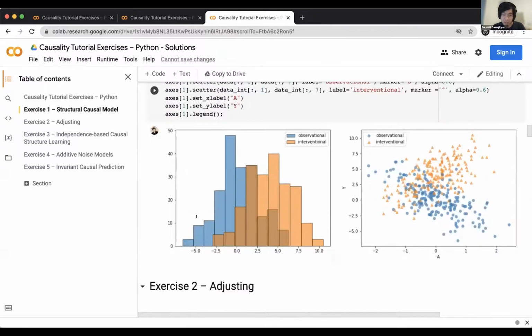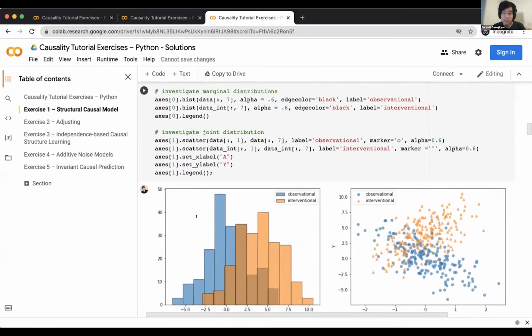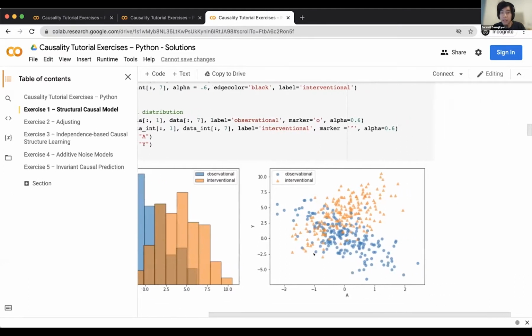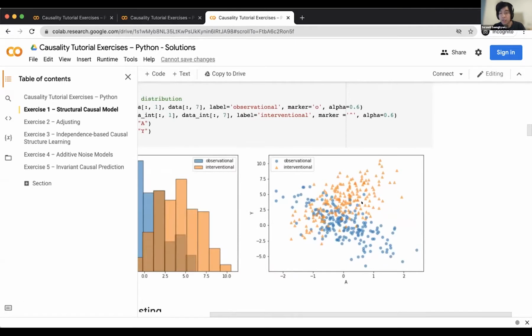And we can then look at the plot to check if it's true. First, this is the marginal distribution of Y in both regimes, and we can see that it's quite different. The mean is obviously different. Next, this is the scatter plot between Y and A in both regimes. And we can see that obviously the joint distributions are different, because the correlation really flipped the sign.